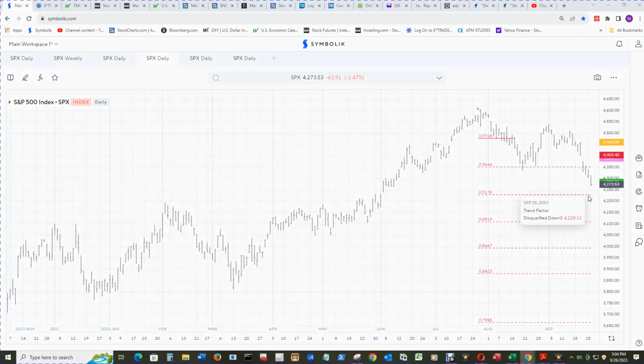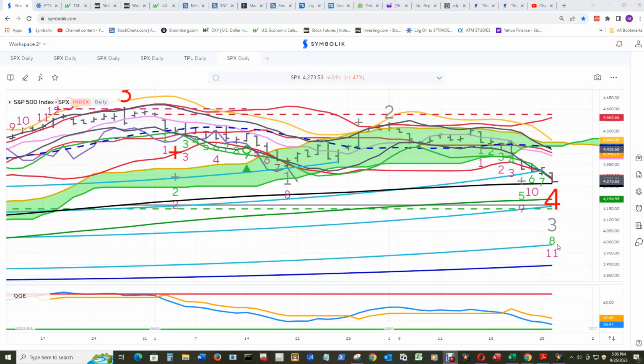And again, that level's at 42.28.31, trend factor down 3. And the combo and sequential buy setup 8 count printed. And to negate that for end of day tomorrow on the 27th, there must be a close above 43.30 for the price flip to the sell setup count 1.